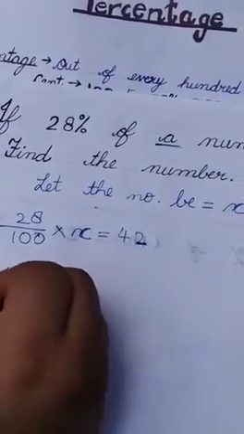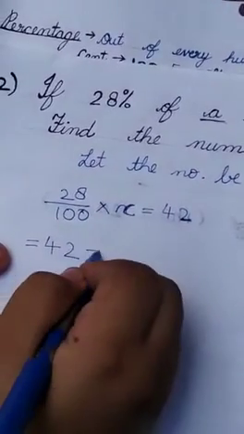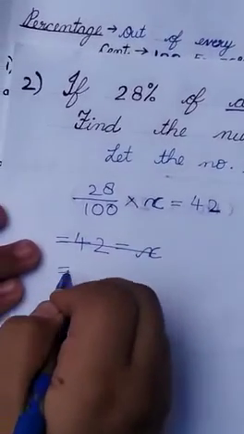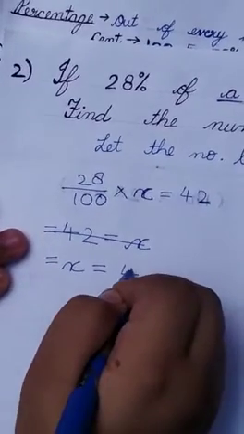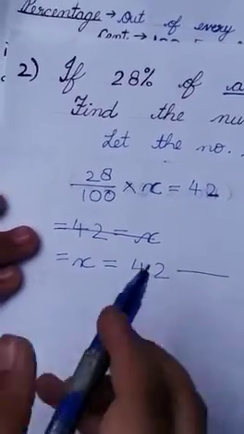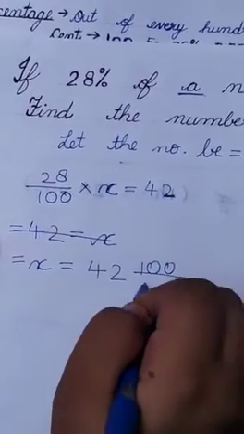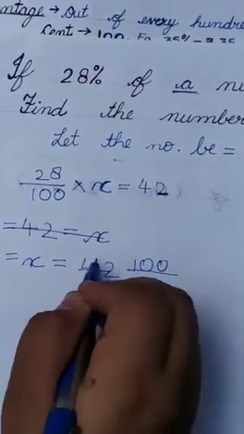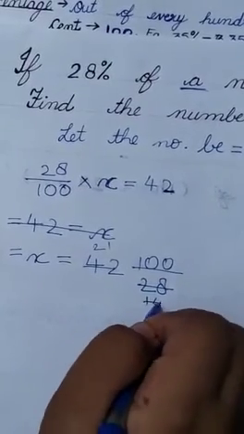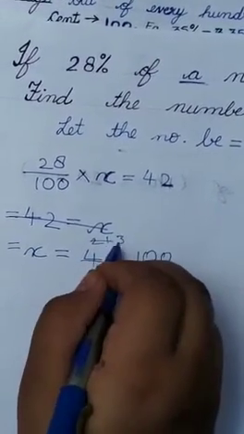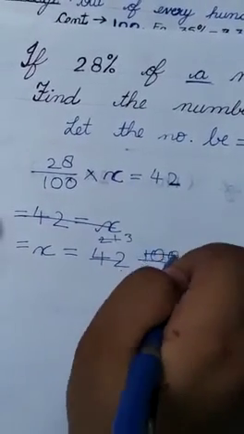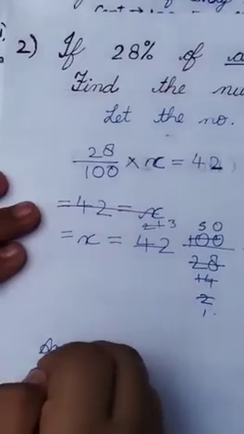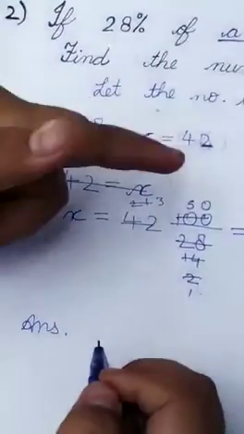Now the next step: x is equal to 42 upon, so we will take the reciprocal, 100 upon 28 it will be. Now we will reduce them. 2 1s are 2, 2 4s are 8, 2 2s are 4, 2 1s are 2. So we are getting 150. So the number that was not given, the value of x, will be 150.